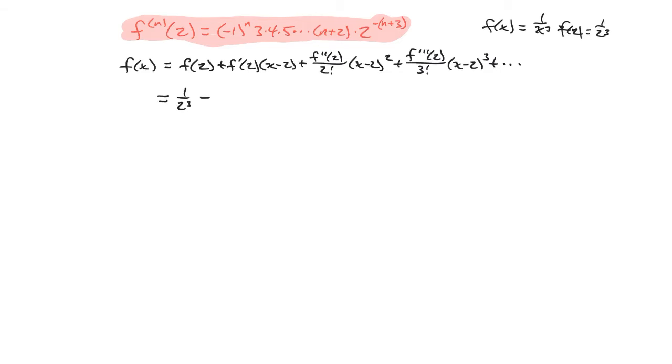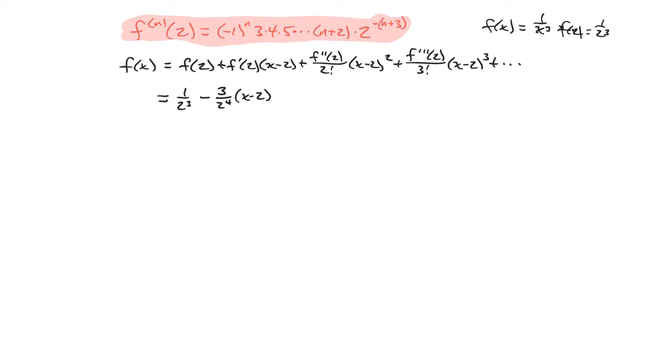1 over 2 cubed. And then f prime of 2, we had a minus sign, so let's fix that, minus. And then the derivative was 3 multiplied by 2 to the negative n plus 3. N was the derivative we're on. We're on the first derivative. N plus 3 would be 1 plus 3, which is 4, so 2 to the negative 4, which I will put as 2 to the 4th in the denominator there. And then we'll have x minus 2.